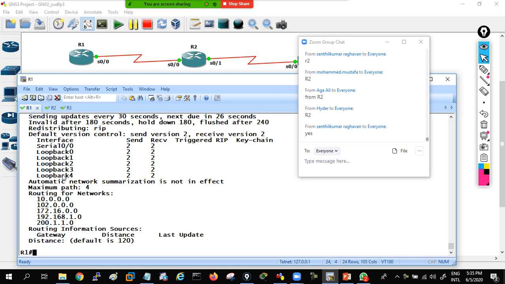So the next stop will be what? Who is the next stop for router 1? Sorry. If you see in the routing table, whose IP address will be there? Router 2. What is that IP? I need the IP address.